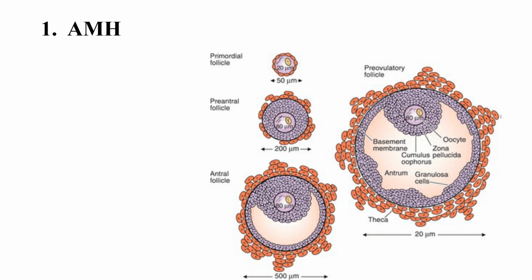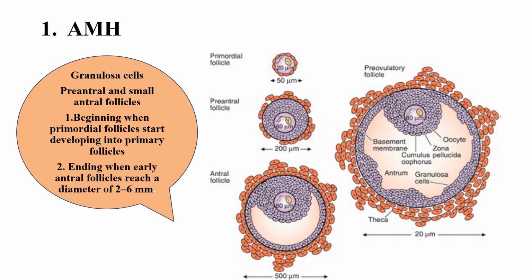Anti-Mullerian hormone is secreted by the granulosa cells of pre-antral and small antral follicles. The secretion begins when the primordial follicle starts developing into the primary follicle, and the secretion will end when the antral follicle reaches the size of 2 to 6 mm. So the secretion is mainly by the primary follicle, pre-antral follicle and early antral follicle, which is less than 2 mm in diameter.